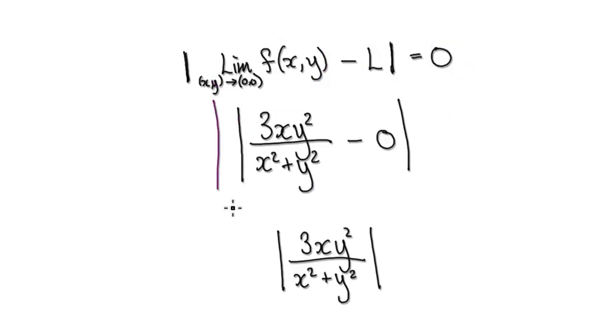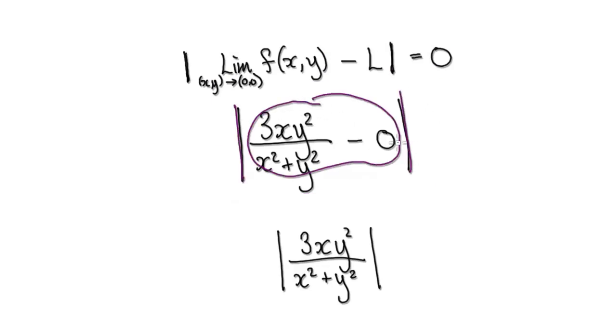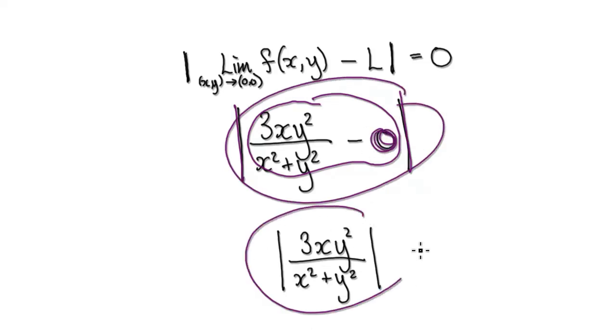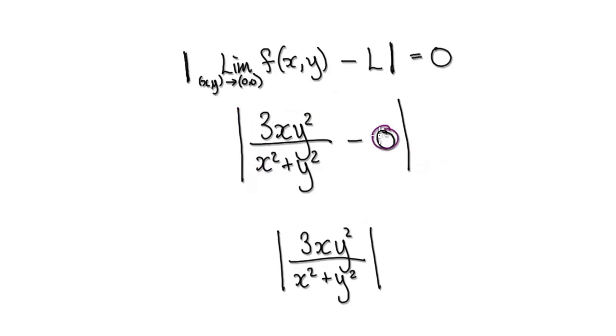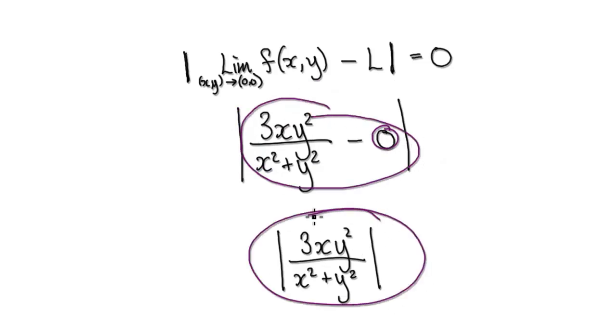So now we are currently here. If you're trying to take the absolute value of one thing, take away 0, then this whole thing here is the same as this thing here, because all you're doing is taking away 0. So taking the limit of this whole thing is the same as looking at this.